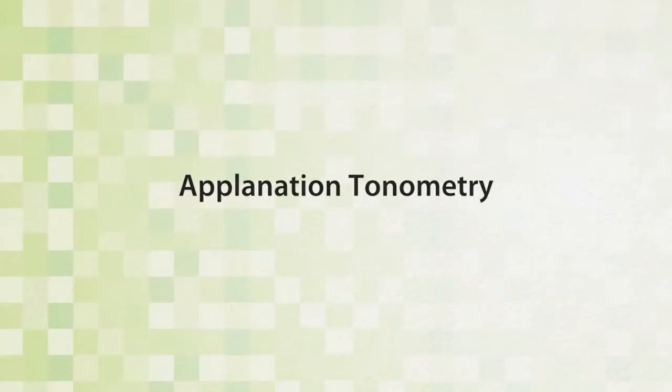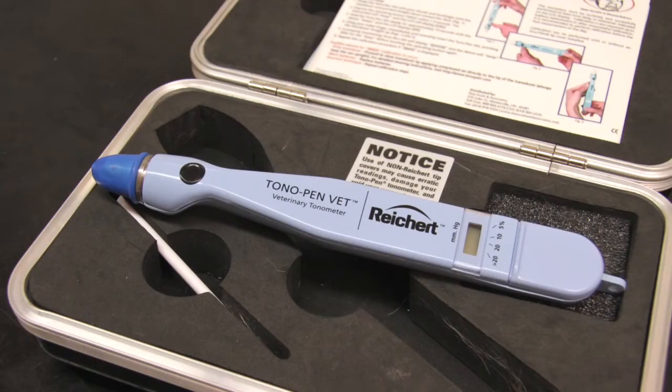Applanation tonometry. This form of tonometry measures the force necessary to flatten a given area of the cornea. The intraocular pressure is then calculated from the force measured. The Tonopen is a commonly used handheld applanation tonometer in veterinary practice that is accurate and can easily be used to measure the intraocular pressure in most species.